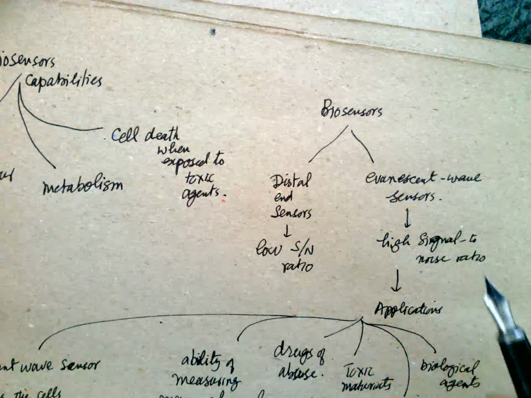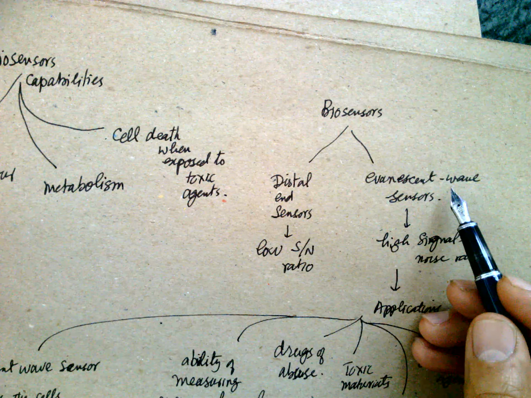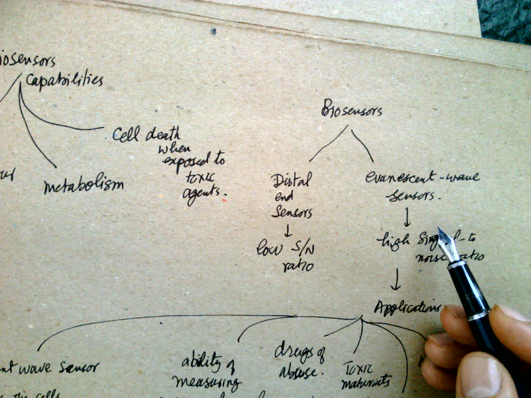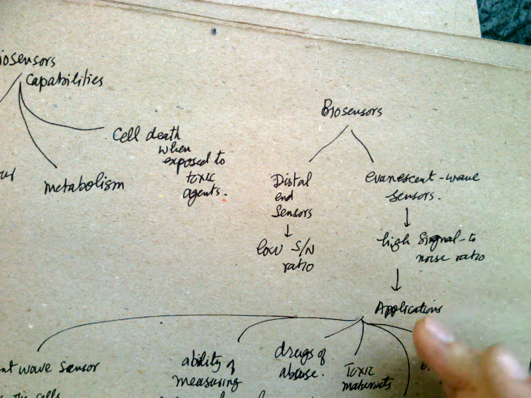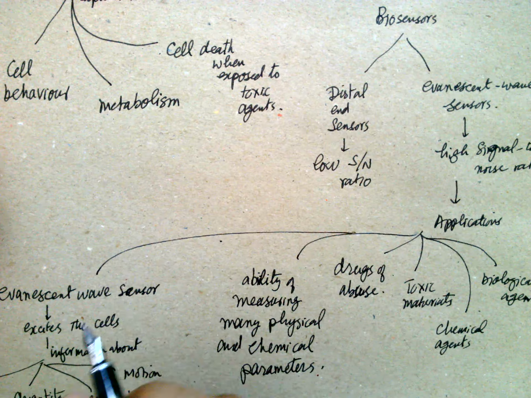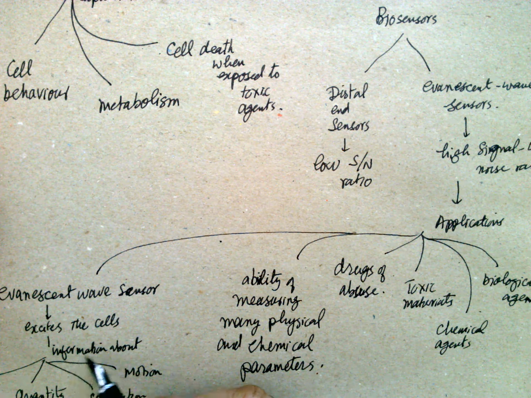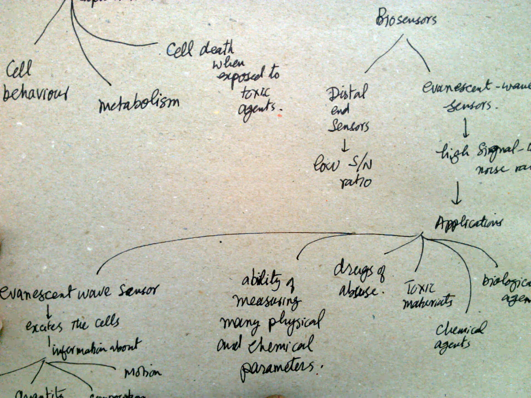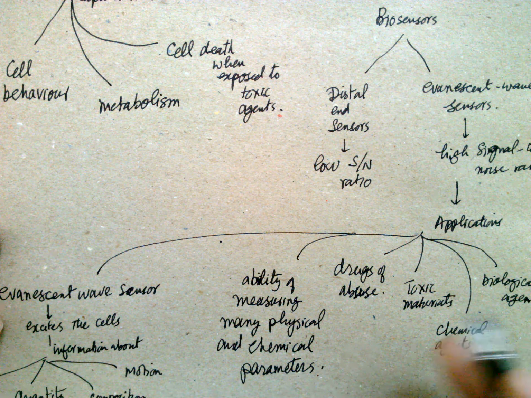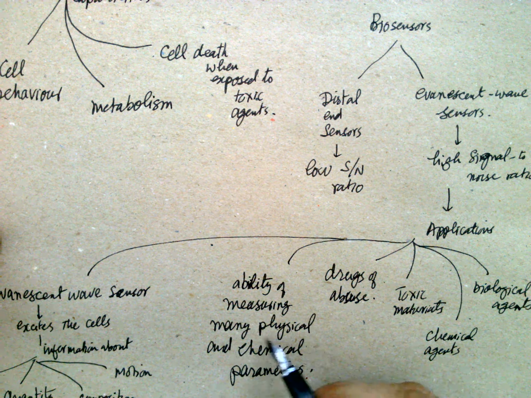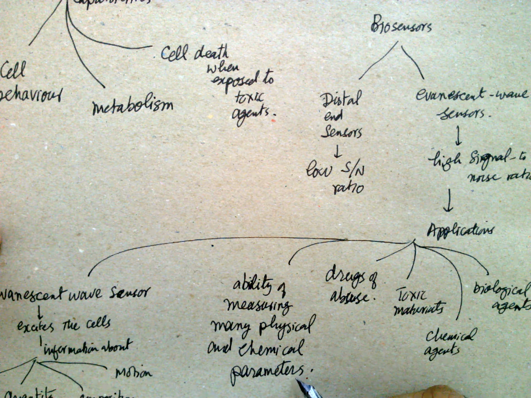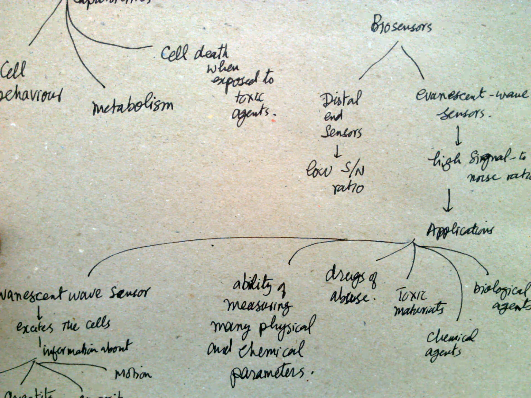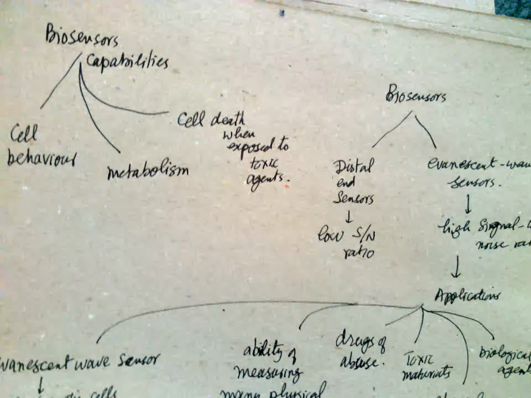So biosensors are of two types. One is distal and the other one is evanescent wave. The distal type has a low signal-to-noise ratio, but evanescent wave has a high signal-to-noise ratio. The application of the evanescent wave sensor is to excite the cell: information about the position of the cell, quality of the cell life, composition of the cell, and the movement of the cell. It also has the ability to measure many physical and chemical parameters of the cells. Drug abuse, toxicity, and chemical and biological agents can be measured by evanescent wave biosensors.